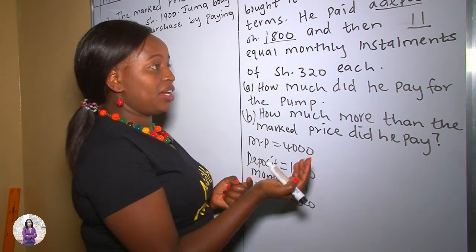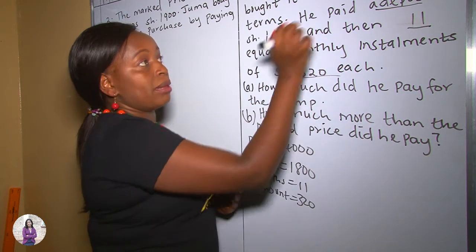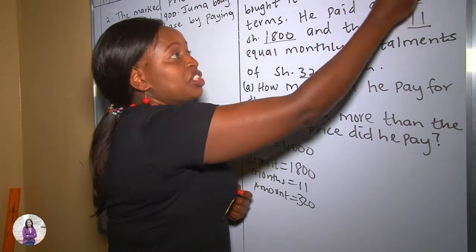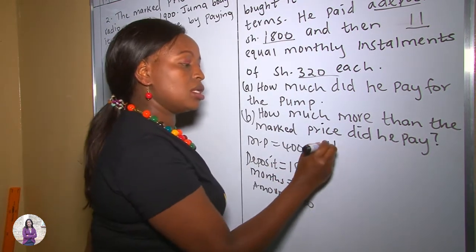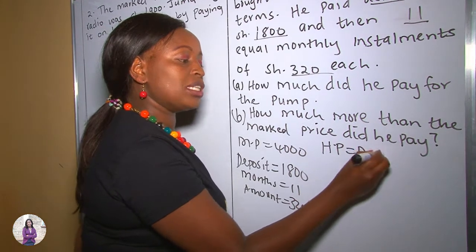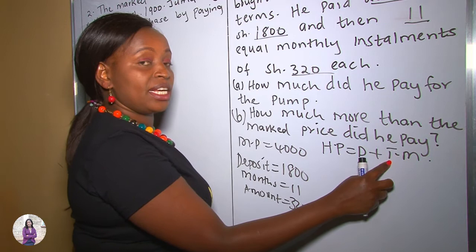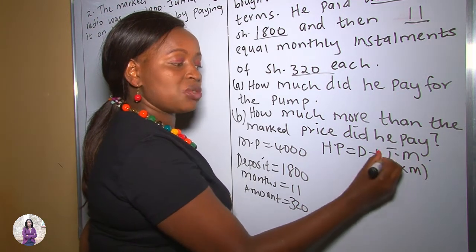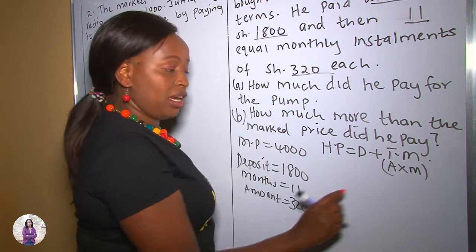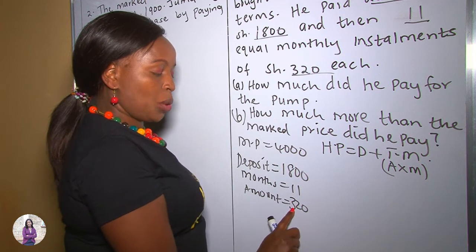So we are now answering our first question. How much did he pay for the pump? And remember, he's buying the pump on hire purchase. So how do we get hire purchase? Hire purchase is equal to deposit plus total monthly installments. Our total monthly installments, how do we get it? We get it by amount times number of months. Therefore, our total monthly installments will be 320 times 11.